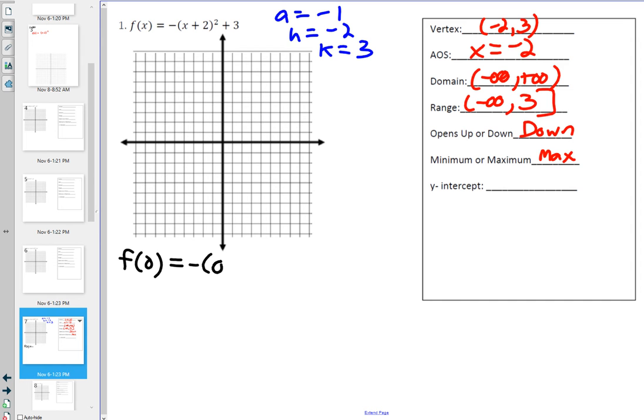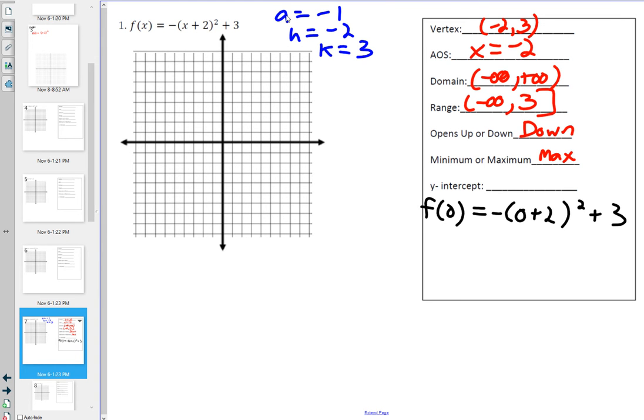So -0 plus 2. Esmeralda wanted to do it in her head again, but we'll just do it on the paper. What's the easy word? Y-intercept. So -0 plus 2 is -2 squared plus 3.